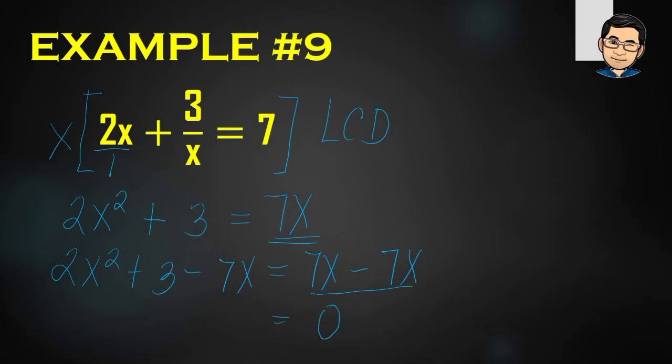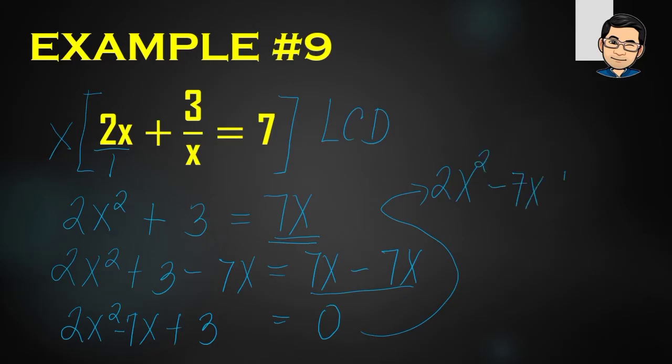Now, itong 2x squared plus 3 minus 7x, i-arrange lang natin siya in standard form. So, the answer is 2x squared minus 7x plus 3 equals 0. So, again, our final answer is 2x squared minus 7x plus 3 equals 0.